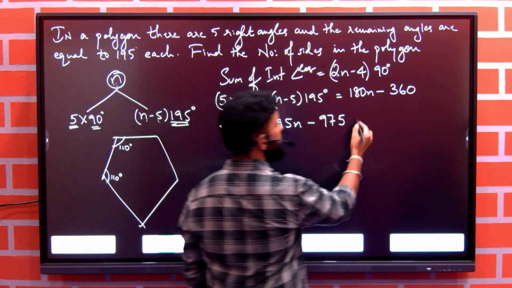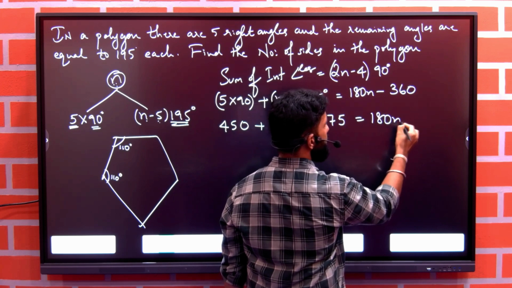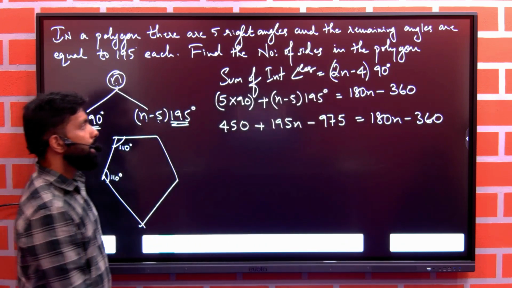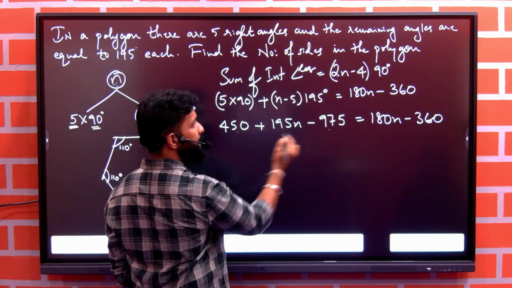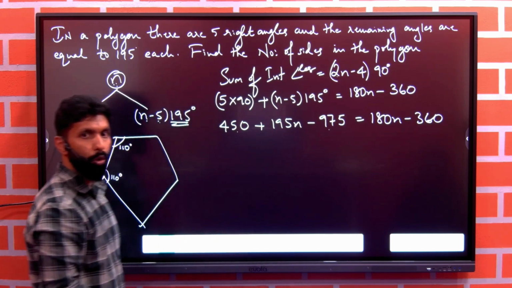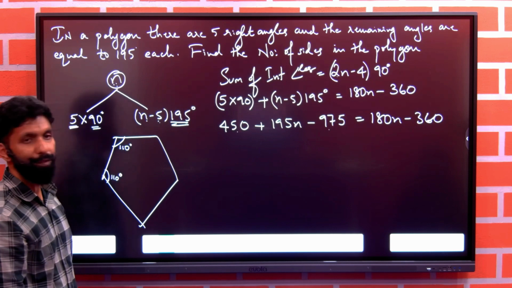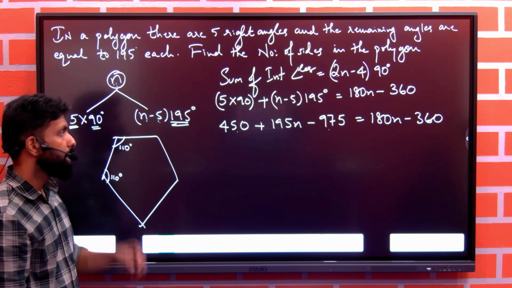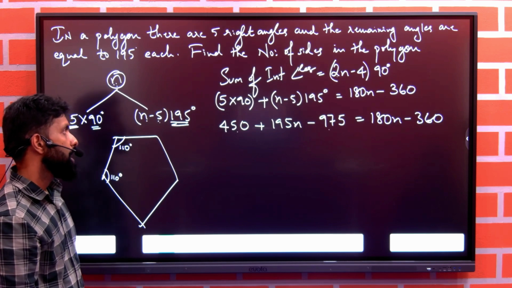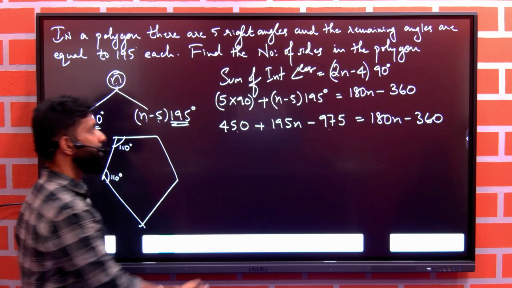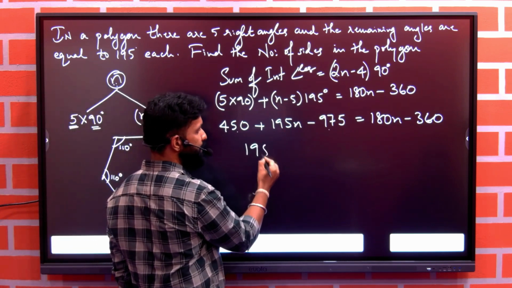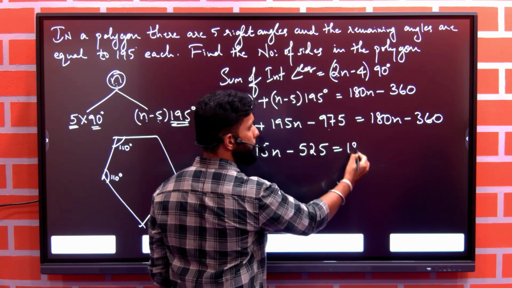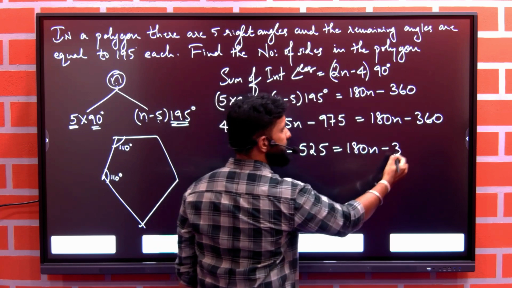975 is equal to 180n minus 360. Now what I do is I'm trying to simplify these two numbers. So how much do I get? What is 975 and 450 with a minus sign in between? So it is going to be 450 plus 75, 525. So 195n minus 525 is equal to 180n minus 360.